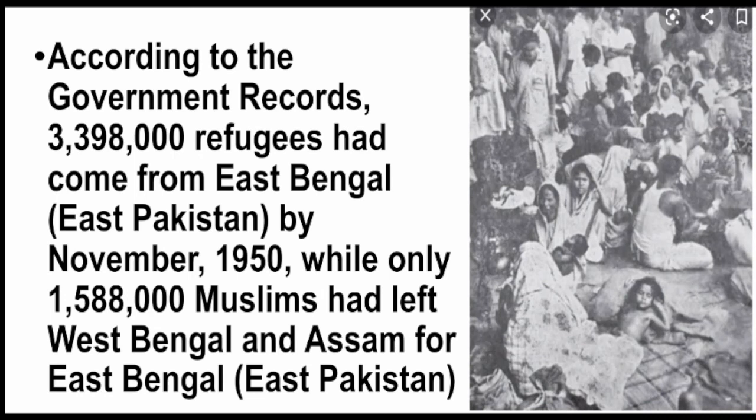33,98,000 refugees had come from East Bengal, which later came to be known as East Pakistan, by November 1950, while only 15,88,000 Muslims had left West Bengal and Assam for East Bengal, that is East Pakistan.